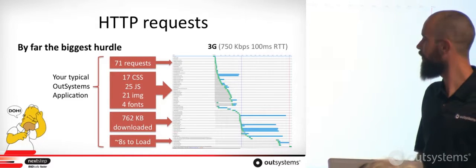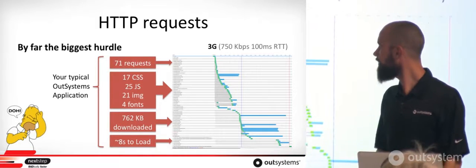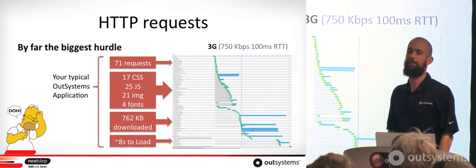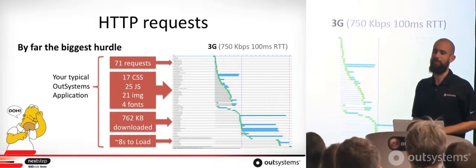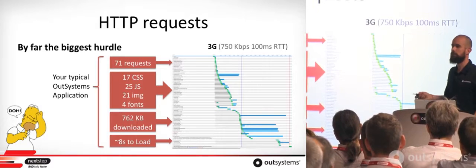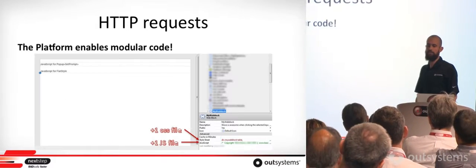700 kilobytes downloaded, and it takes 8 seconds to load this on 3G. And this is your typical OutSystems application, responsive, of course. So you might be asking yourself, how is this possible? How has this happened? And the answer is really simple.